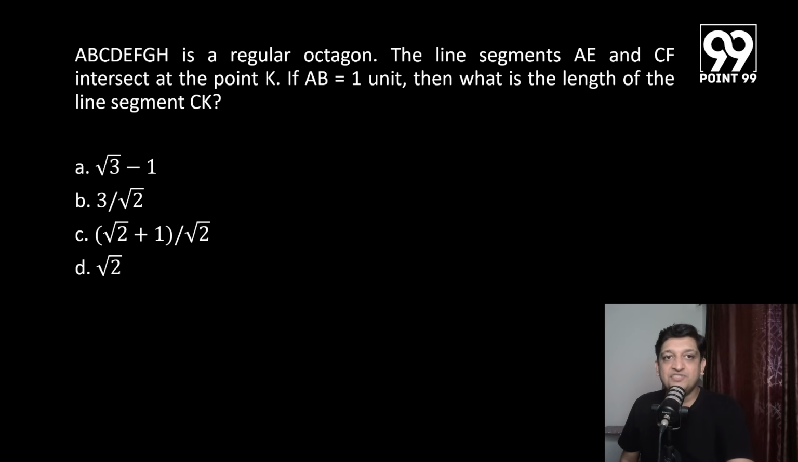ABCDEFGH is a regular octagon. A lot of people look at an octagon, get scared and run away, but don't do that. You have line segments AE and CF that intersect at the point K. So first of all, let's draw this octagon and see what happens.